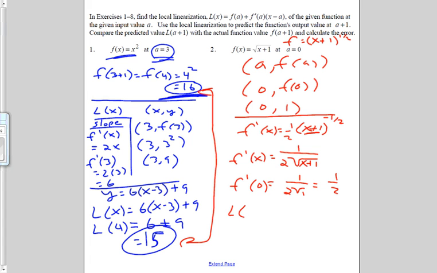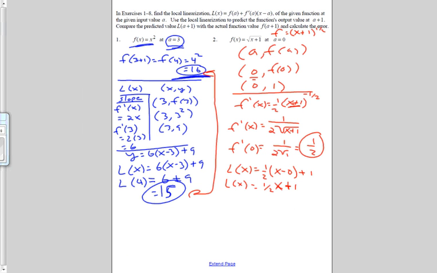So our linearization, now that we found the slope, is the slope times x minus 0, plus 1, or 1/2 x plus 1. And we want to use that linearization to predict the function at a plus 1, or at 0 plus 1. So that would be 1/2 of 1, plus 1. So that's 1.5. That would be our approximation.